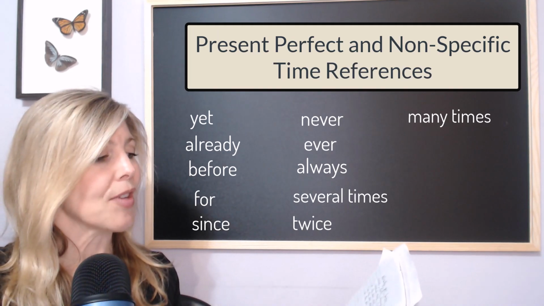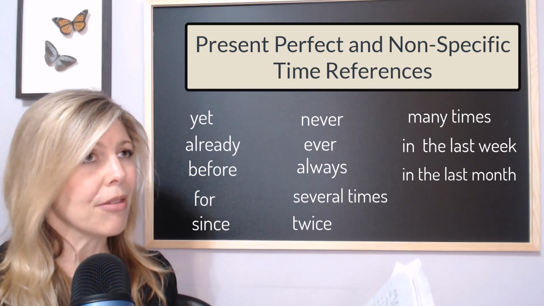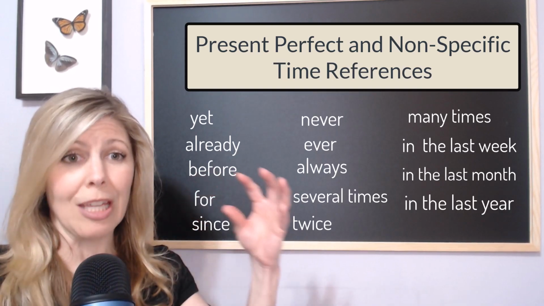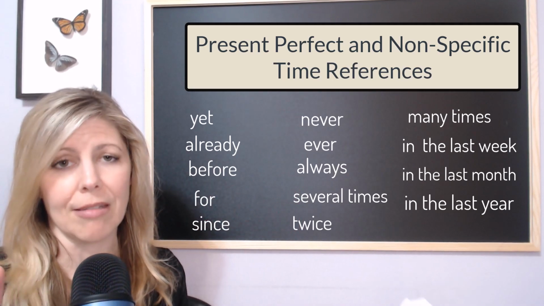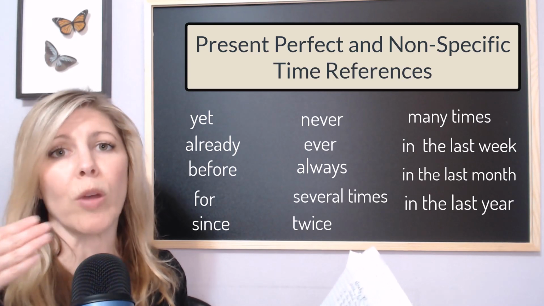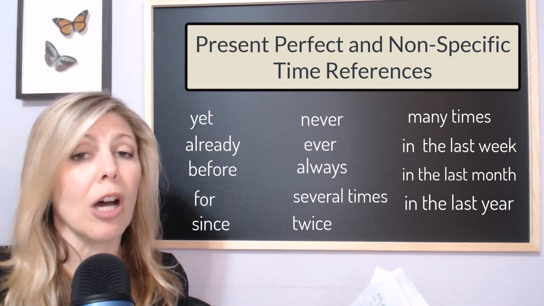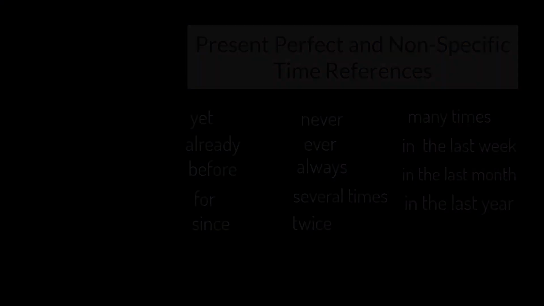You can also say in the last week, in the last month, or in the last year, because that's kind of like a range of time. You can't tie it down to one specific time event. Okay, it's like saying within a time frame. Those are some non-specific time references that you see with the present perfect.